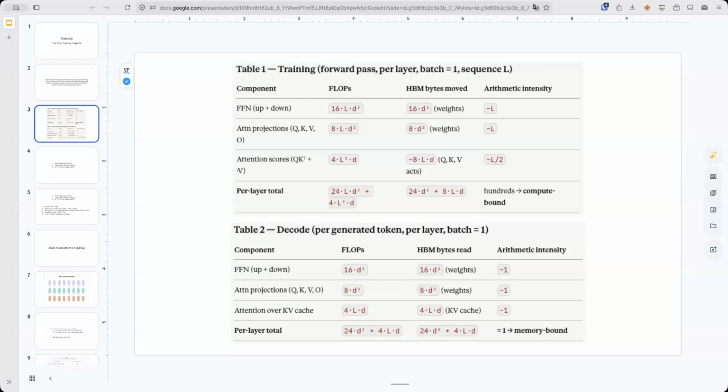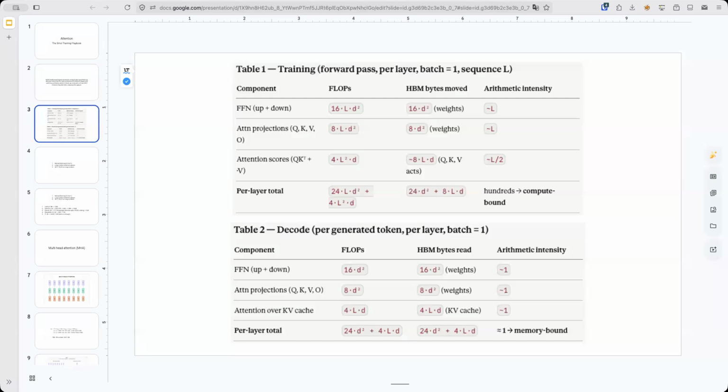For attention, we have a similar picture for attention projections, but a very different picture for attention scores. For attention scores, as you might remember, we have this huge attention matrix where we see how each token attends to each one of the other tokens, right? So if we have L tokens, our context length, then the matrix is going to be L by L. And this is exactly what we see here in the table: it's L squared multiplied by d.